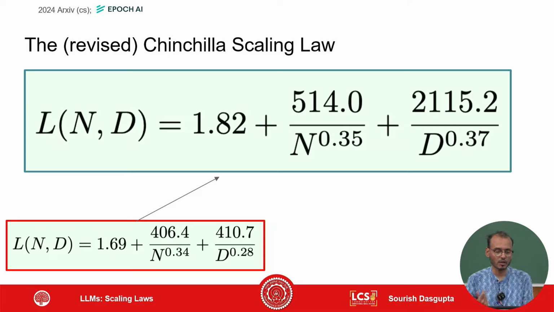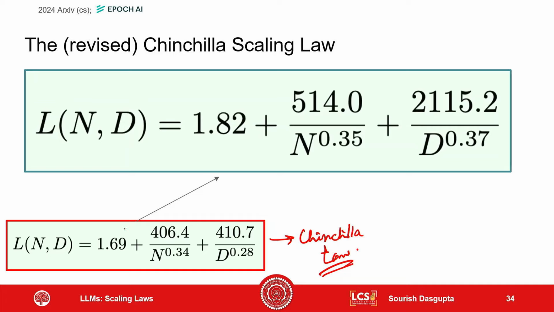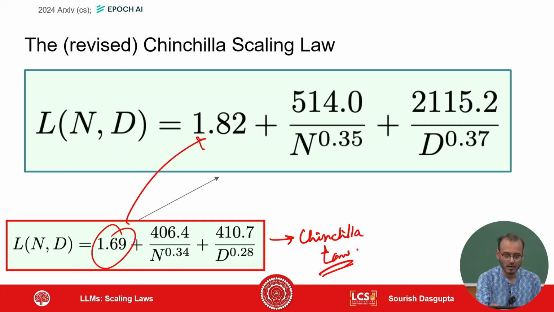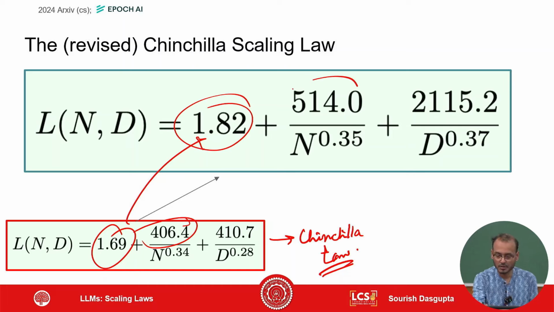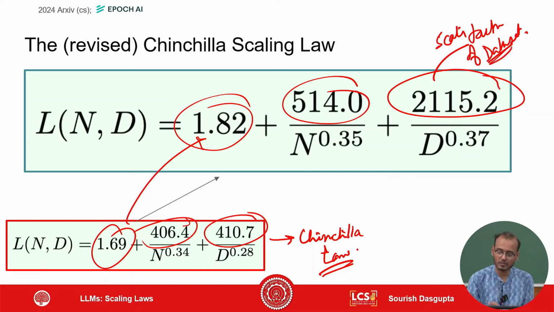A lot of people after that started working on Chinchilla, started to revise it, trying to figure out to what extent the Chinchilla scaling law is applicable for a lot of these newer models. Very recently, there's a paper on arXiv in 2024 by some people from the company Epoch AI, and they came out with a revision. This is the original Chinchilla law by Google DeepMind, and they came up with this revision. They said that this should not be 1.69, this should be 1.82, and this should not be this, but this is a lot higher. They said that the scaling factor of the training data set is actually a lot higher, and this will give a better fit.